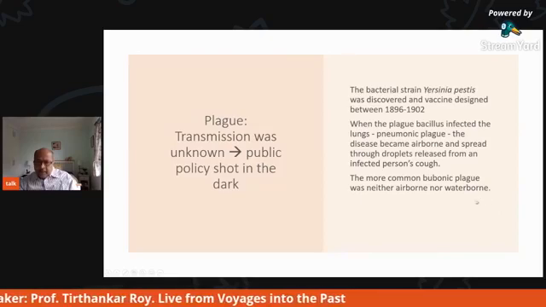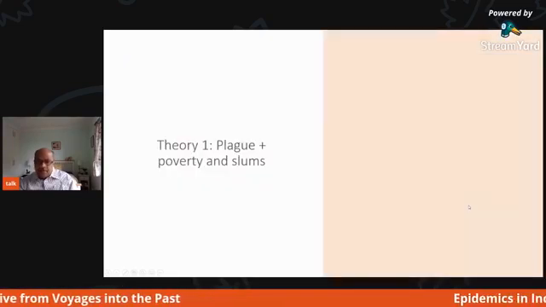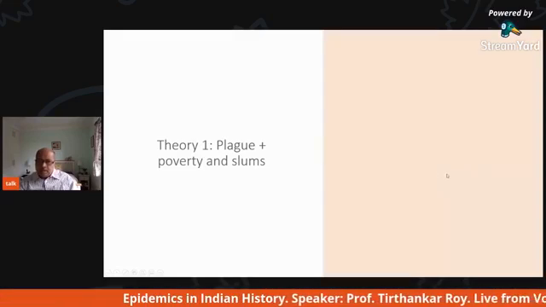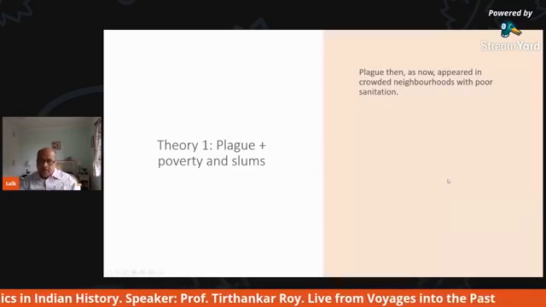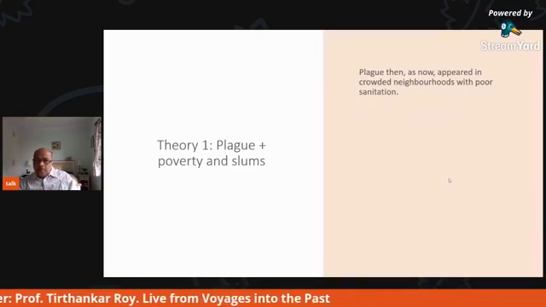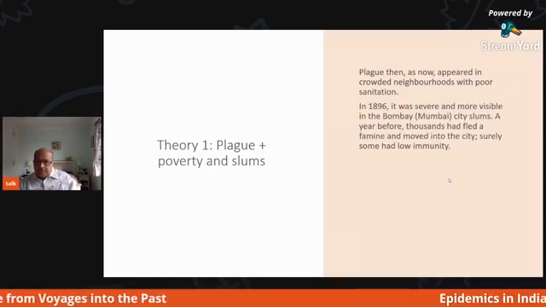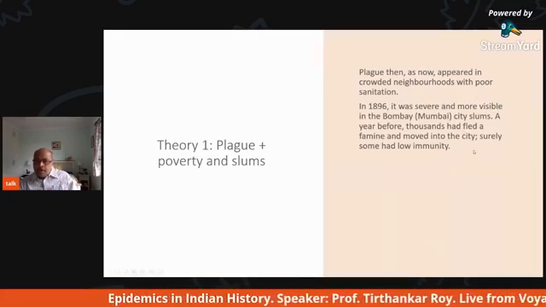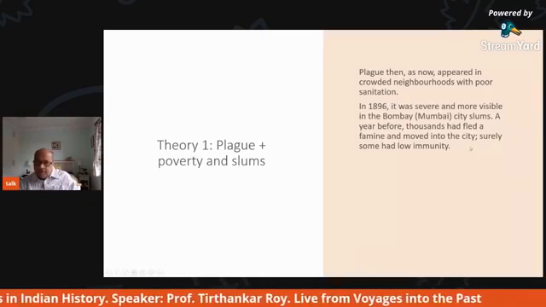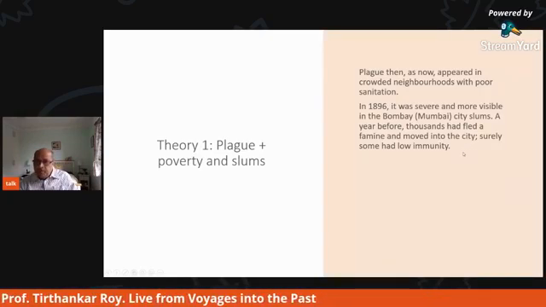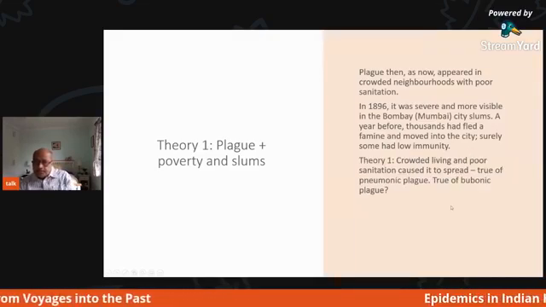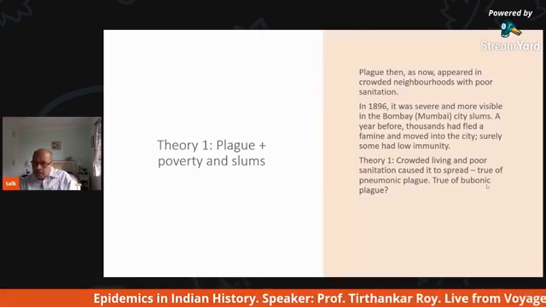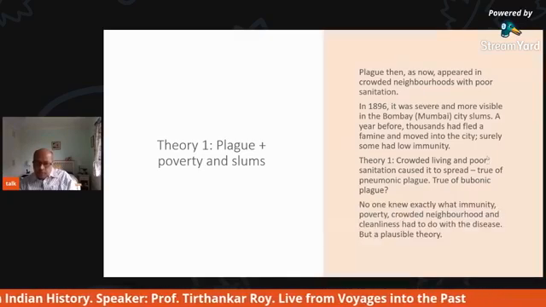The more common bubonic plague was neither airborne nor waterborne. So how did it spread? One theory was that plague happened in poor slums, so it must have something to do with poverty and slum dwelling or crowded settlements. Crowded settlements have poor sanitation. So it was quite severe, quite visible in the Bombay city slums. And as I said, a year before, thousands of people had fled the famine, moved into the city. Many of them probably had low immunity or they were already diseased. So one theory was that crowded living conditions and poor sanitation caused the disease to spread, which is true of pneumonic plague. Was it true of bubonic plague?